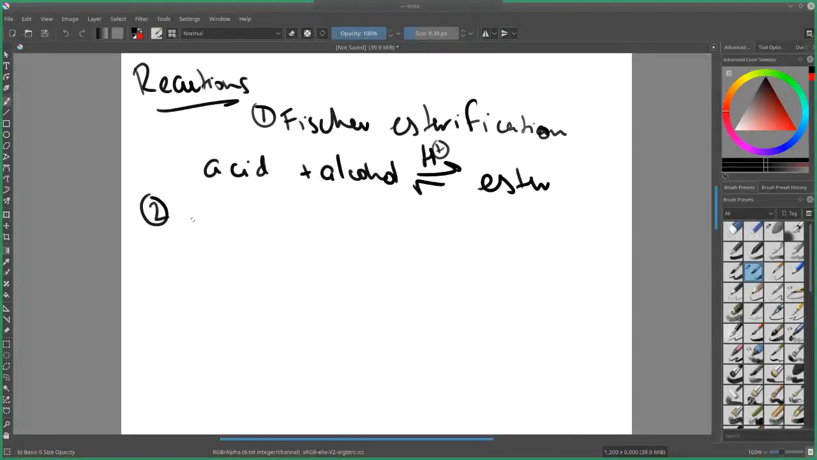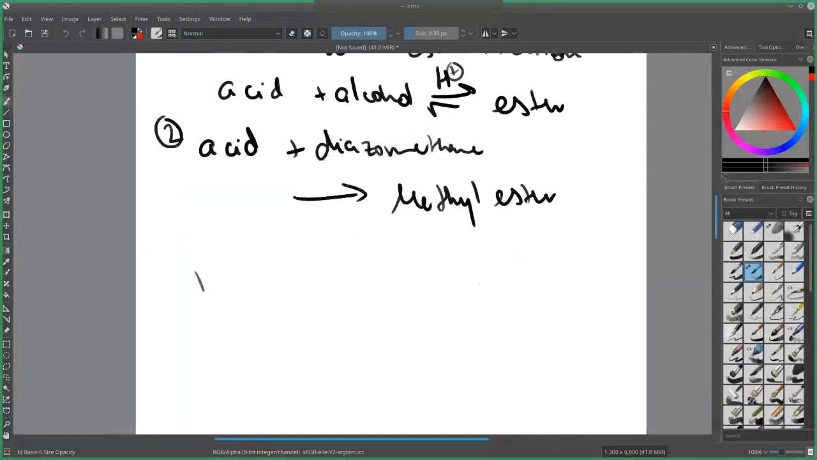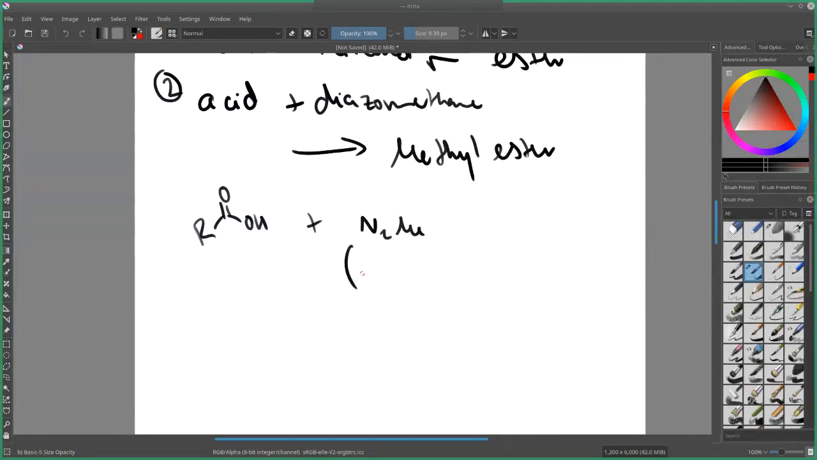Now, another thing that you can do is you could take an acid and diazomethane, and you can use it to make a methyl ester. To draw that out, what actually happens is you have your acid, you give it diazomethane, or maybe I'll actually draw out what diazomethane looks like.